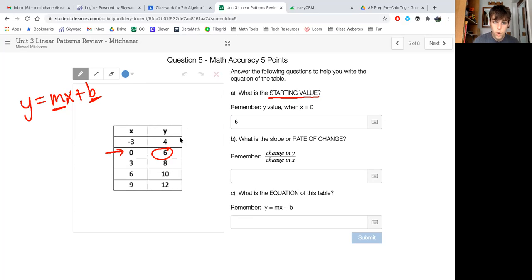Our change in y here, we're going 4, 6, 8, 10, 12. That's counting by 2s. That's increasing by 2 each time. And then our change in x, negative 3, 0, 3. That's increasing by 3, right? So for our slope, remember, change in y over change in x, or rate of change, however we want to say that, slope or rate of change, it's going to be 2 over 3. Change in y over change in x.